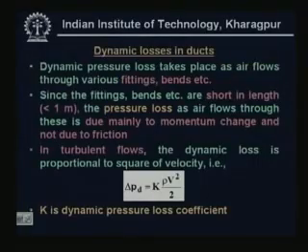Now, let us look at the estimation of dynamic pressure losses. First of all, where do you encounter dynamic pressure losses? Dynamic pressure loss takes place as air flows through various fittings, bends, etc. In a typical air conditioning duct, we use a large number of fittings, bends, etc. For example, you may have to bend the duct by 90 degrees, by 60 degrees, by 30 degrees, depending upon the construction of the building and depending upon the duct layout. Okay, so air has to take a turn, right, whenever there are bends.